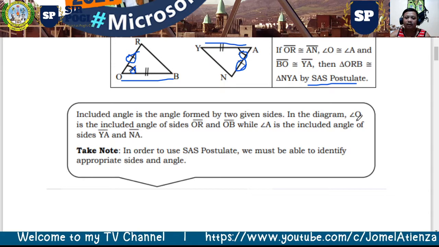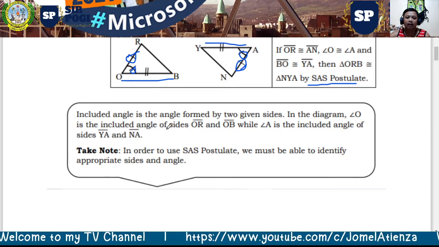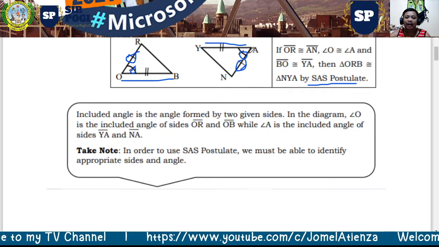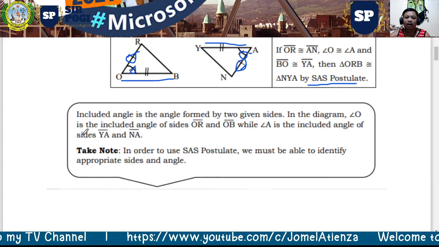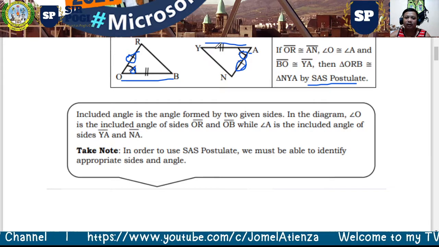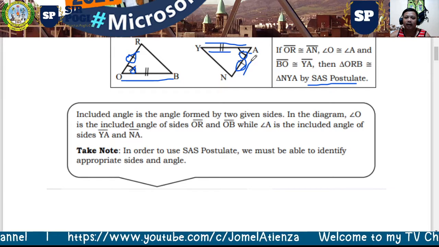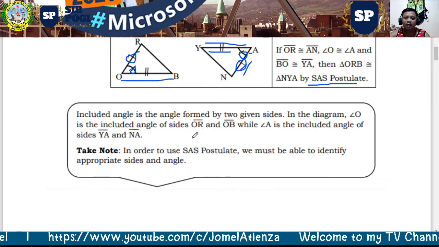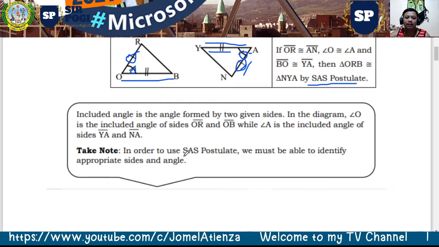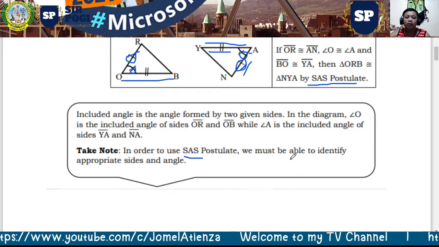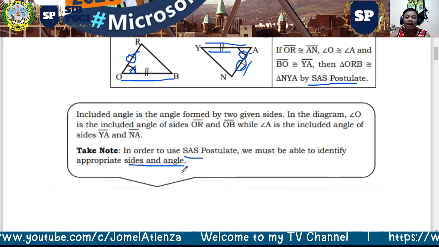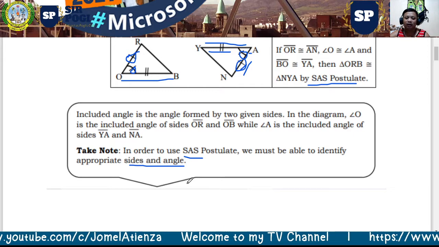So once again, included angle is the angle formed by two given sides. In the diagram, angle O is the included angle of sides OR and OB, while angle A is the included angle of sides YA and NA. So, ito po yung YA, ito yung NA. So, ginigit na siya ng dalawang side. And take note, in order to use the side-angle-side postulate, we must be able to identify appropriate sides and angle. So, take note of that.